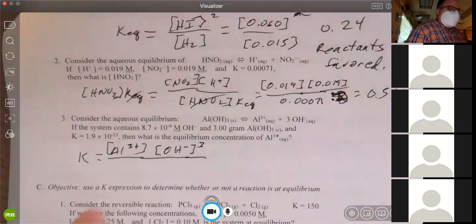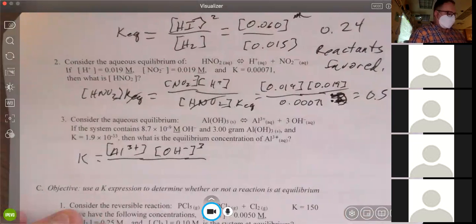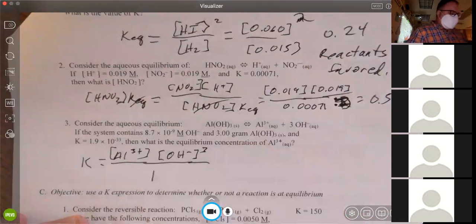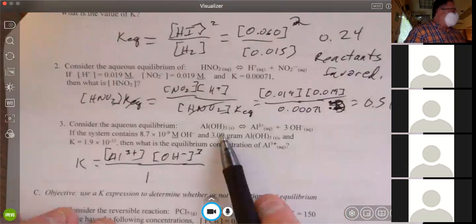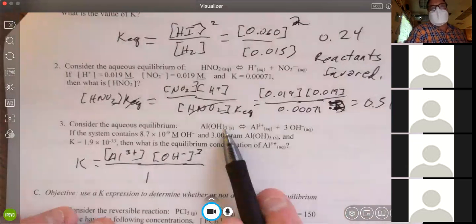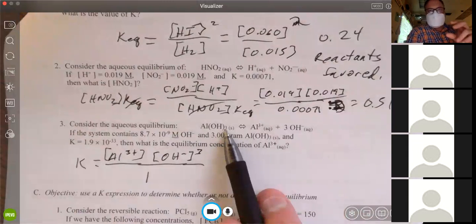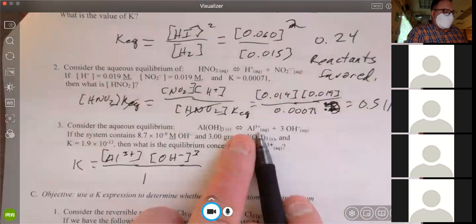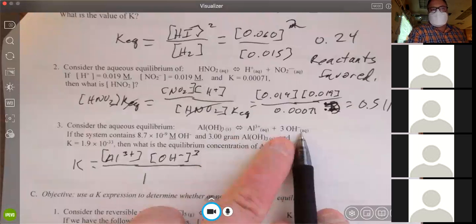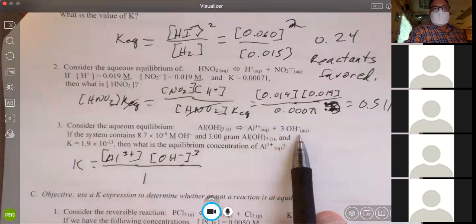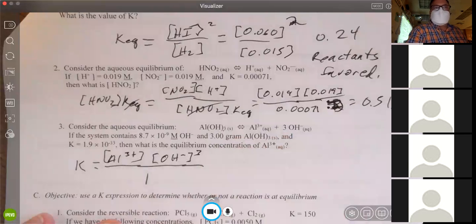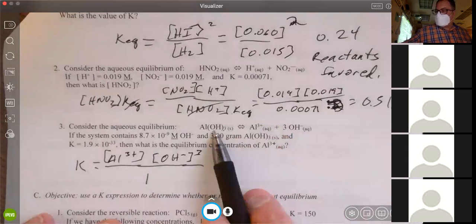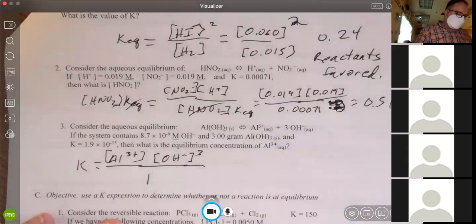So what are we going to put on the bottom of this, Brody? 1. Now let me ask you, this is actually what Claudia was talking about earlier. Look what is actually happening here. We are taking solid aluminum hydroxide, and we're breaking it off into aluminum and then 3 hydroxides, right? So that's pretty cool when we think about this, because this is exactly what we were talking about when we were talking about the solubility table.